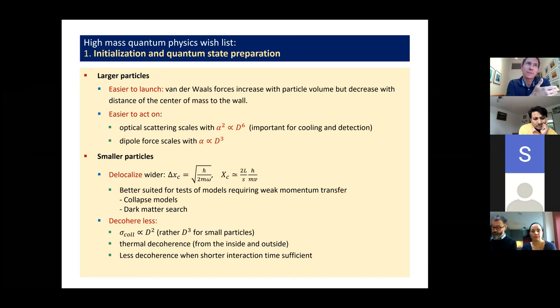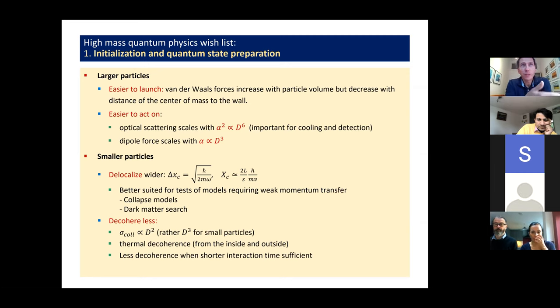But what is the advantage of larger and smaller particles? Well, obviously, larger particles are much, much easier to launch. The van der Waals forces increase with particle volume, but they decrease with the distance between particles or from particles to the wall. Micron spheres you can just shake off with a piezo. 10 nanometer particles are extremely difficult to launch. That is also why many of these cavity cooling experiments took such a long while, because the launch of the particles was one of the roadblocks.